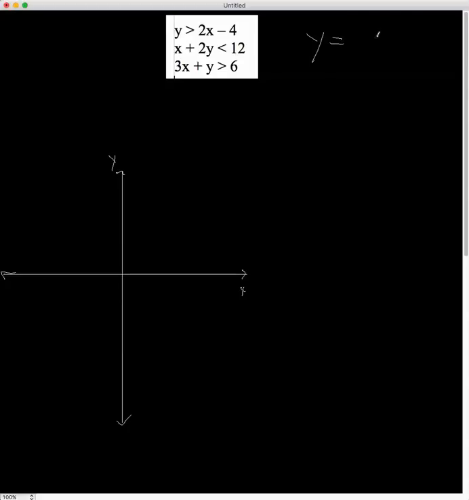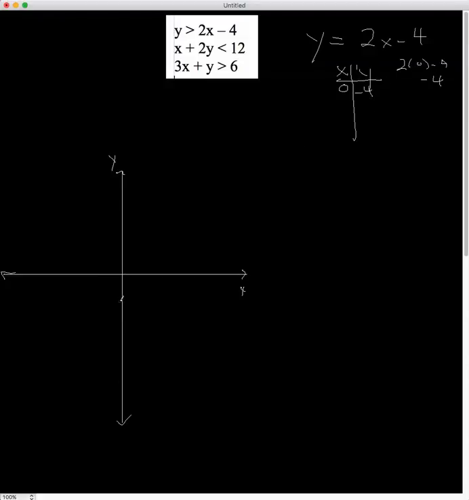We can write them with equal signs, like so. So I'm going to do the first line and then I'll handle the next two. In order to draw this line, we need 2 points. So I do this XY, I draw my line down the middle, and I pick 2 points for X to figure out my Y. Okay, so one of my favorite points is 0. So if I put this in, I have 2 times 0 minus 4, and that gives me minus 4. So I get minus 4 here.